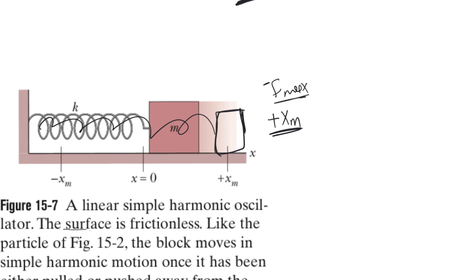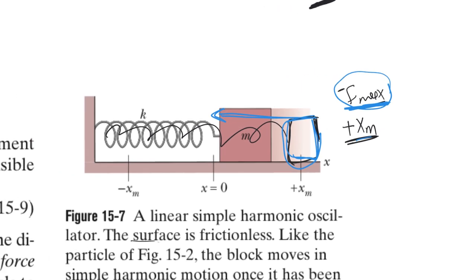Because the block, when it's here, the force will try to restore the block to this direction, so it will push the block to the left, so it will be in minus. Here is positive, the force will be in negative because it follows the same direction of the acceleration. And if the block is here, what will happen?